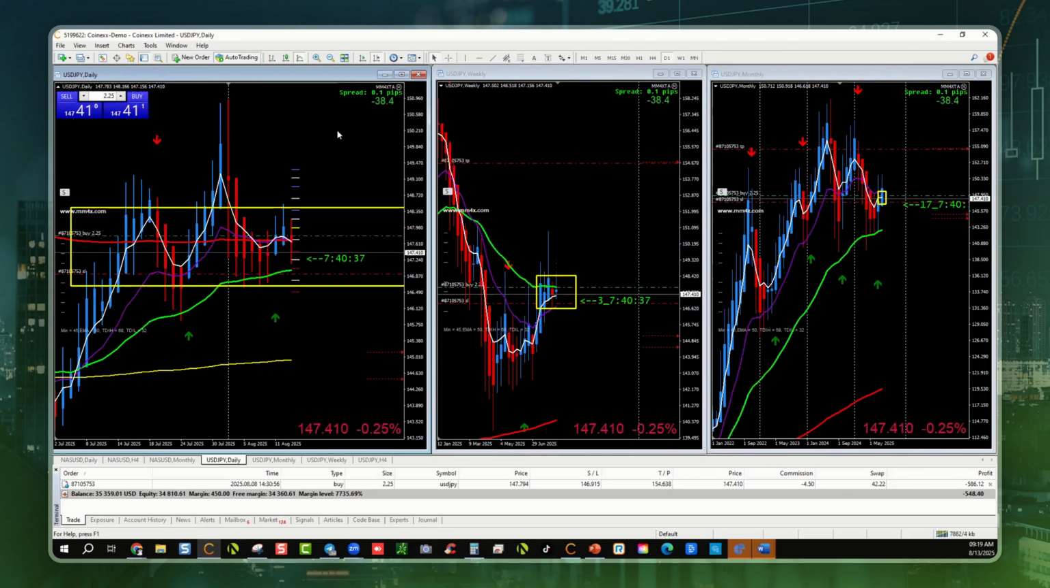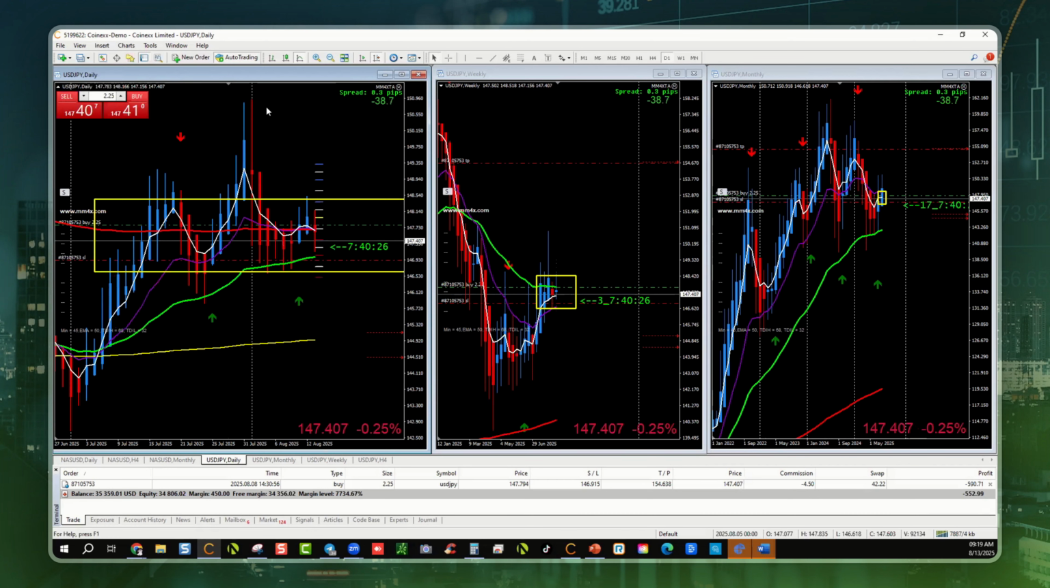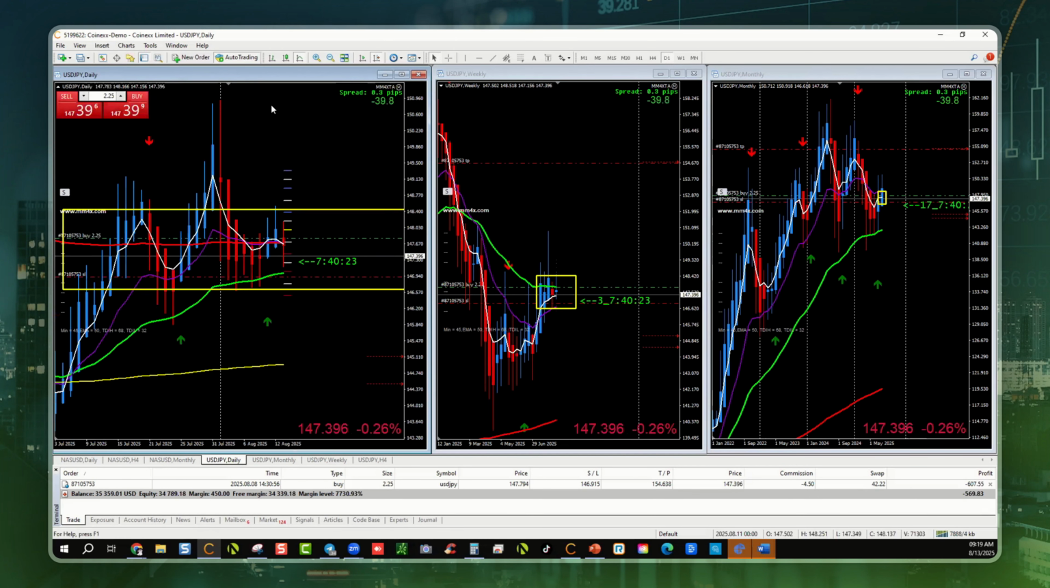So how do you get this yellow box? Well, you go to insert, you go to shapes, and then you go to rectangles. And you can make it whatever color, whatever thickness, and choose what time frames you want it to show on, based on the time frame you're looking at.